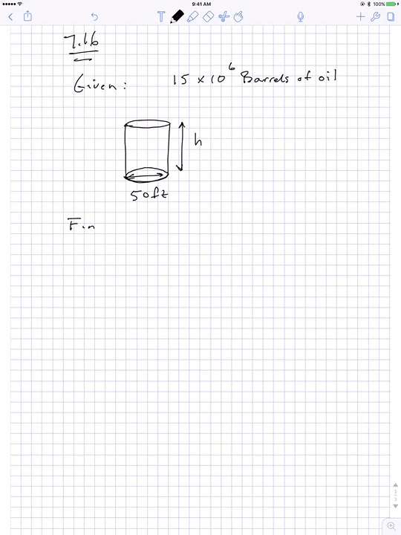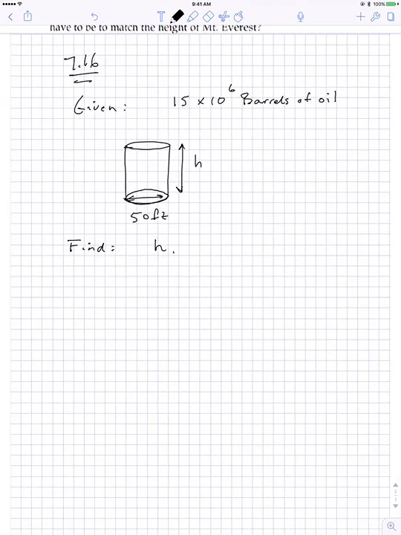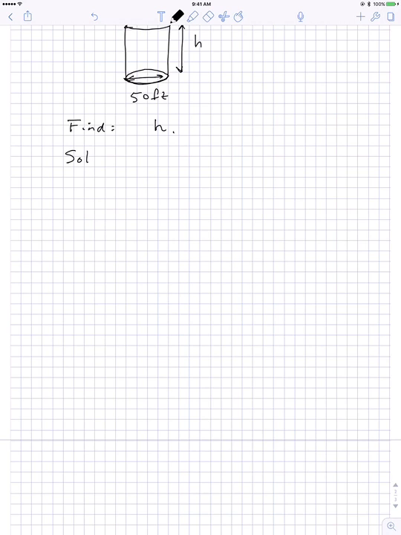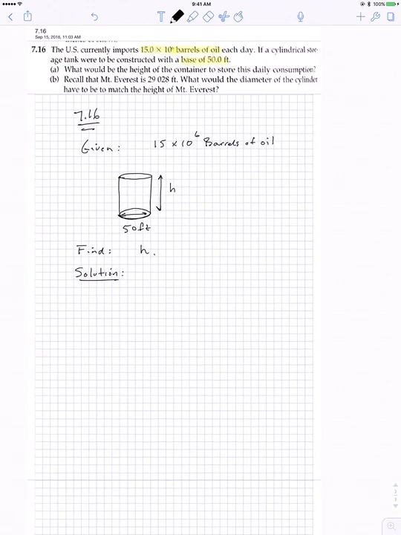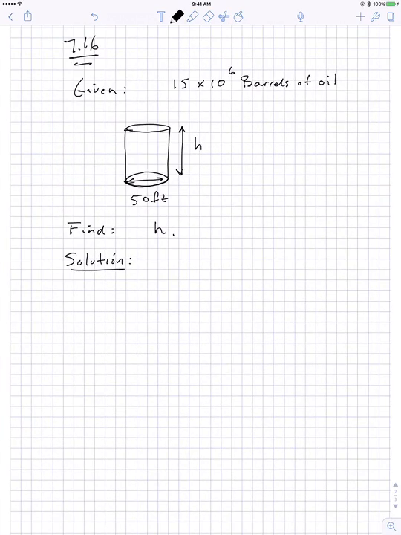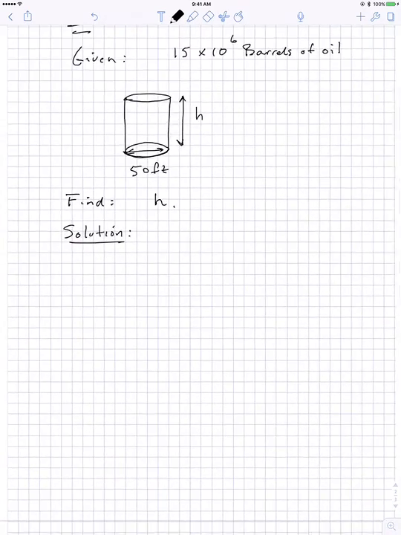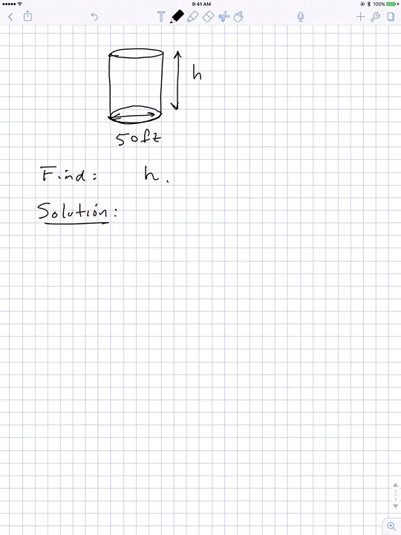So we're going to find h. We have a couple of things we need to worry about. Number one is you need to know the volume of a barrel of oil. You can Google that and you can find that there are 42 gallons in a barrel of oil.